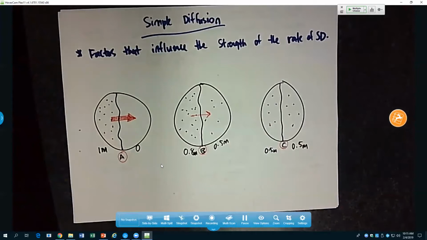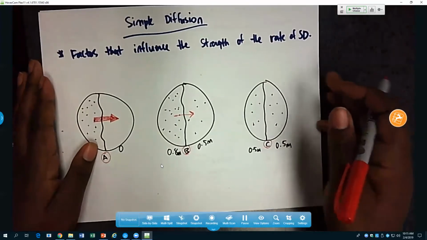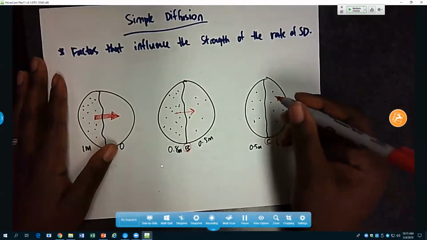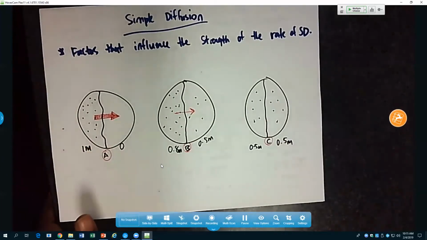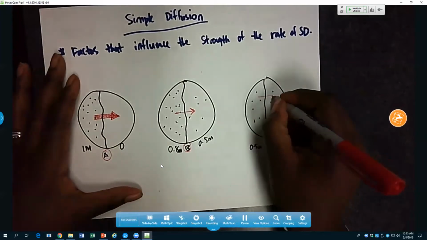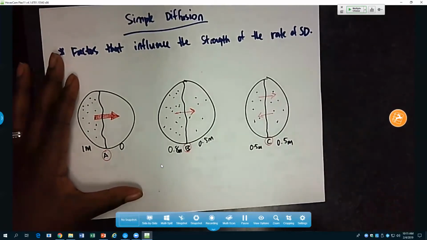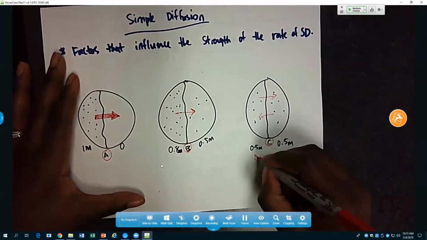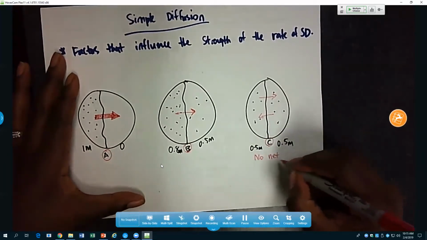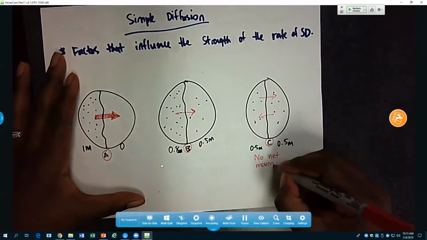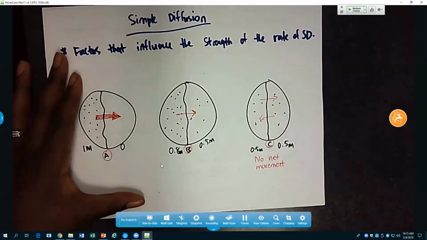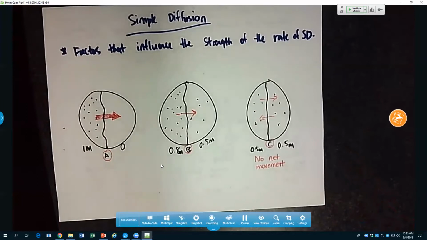Okay. And then finally in scenario C, do we have movement here? We still have movement, right? But do we have net movement? We have no net movement, right? No net movement here. And why is that? Because they're equal. And so we don't have a gradient where particles want to go on either side.